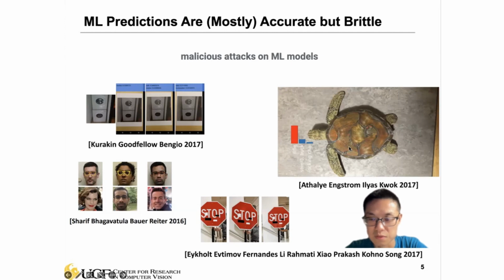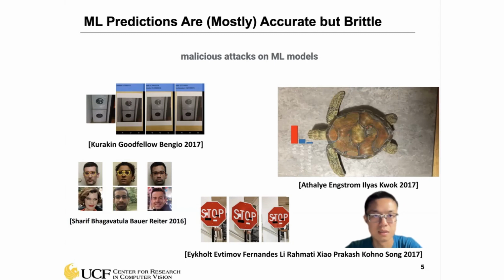And in this example, this is a toy turtle. If you can see, there are some specific color patterns on the shell, and these actually make the machine learning model fail, predicting with high confidence that this is a rifle. Definitely for a human, we would not classify this as a rifle object. This is another case, for a stop sign. If we add some perturbation to the image, these white or black bars here, this will also make the machine learning model fail to recognize this as a stop sign.